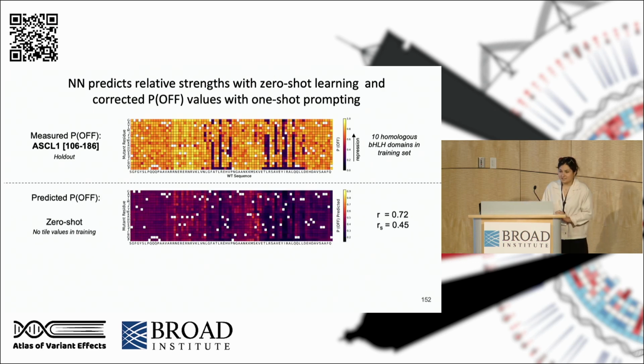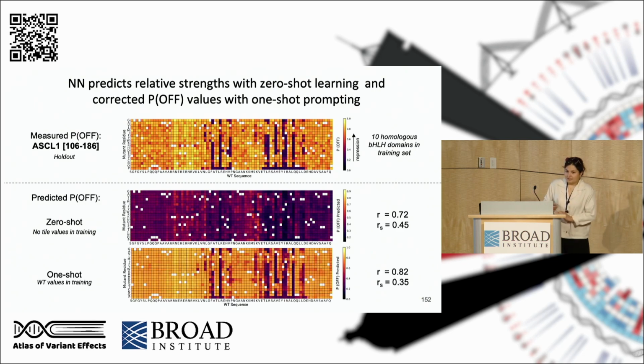In the zero-shot setting, where it has no values from ASCL1, this purple might not be very promising, but when you look at the values, we see that the neural net is still able to capture a lot of important features and even rankings of what are the strongest and weakest repressors and mutants in this data set. Importantly, when we give the model just the wild type values, no other mutant values from this tile, we can see that this corrects the actual PF values that we observe and that we predict from the model, which we're happy about.